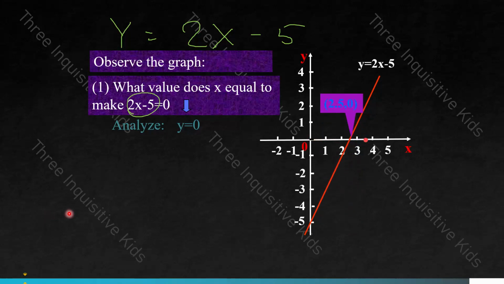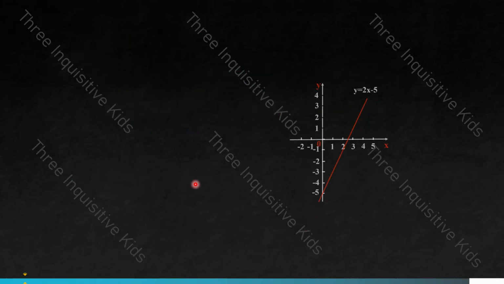At what point is y equal to 0? Well, it's this point right here on the graph, when y is equal to 0, otherwise known as this graph's x-intercept. We have when x is equal to 2.5, 2x minus 5 is equal to 0.